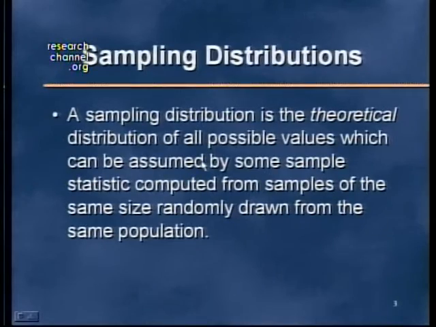So a sampling distribution is a theoretical probability distribution of all the possible values that a sample statistic might take if we computed these sample statistics, like a mean, from all possible samples of size n, little n, that are drawn from the same population. So how to make sense of that?